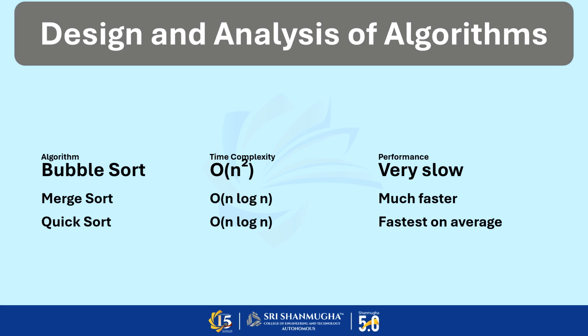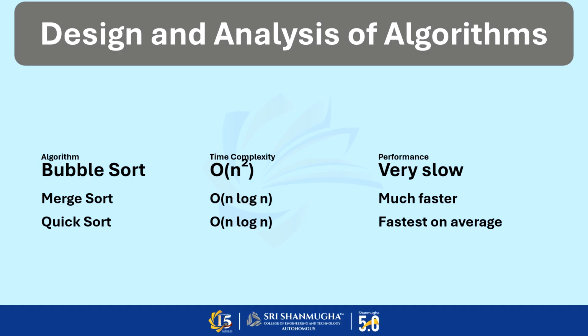I'll just show you one example of how we have to choose an algorithm. Here, I have displayed three algorithms: one is bubble sort, another is merge sort, and another is quick sort. The time complexity of bubble sort is O of n square, merge sort is O of n log n, and quick sort is also O of n log n. That means n square is very slow, and n log n will be faster, and quick sort will also be faster, or it will be like average. So based on the time complexity only, we have to select an algorithm.